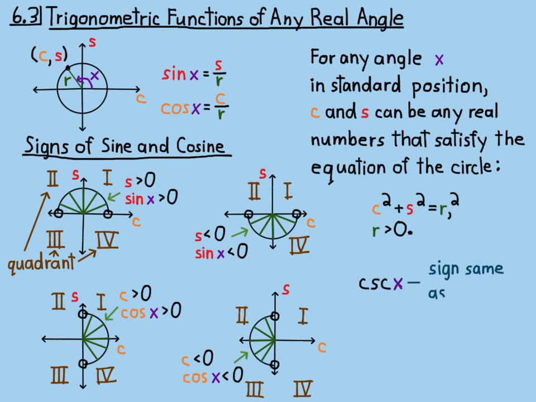And then cosecant, the sign is the same as for sine. That is, it's negative when sine is negative and it's positive when sine is positive. That's because cosecant x is 1 over sine x. And similarly, for secant x, whether it's positive or negative is the same as for cosine because it's 1 over cosine. Secant is 1 over cosine.